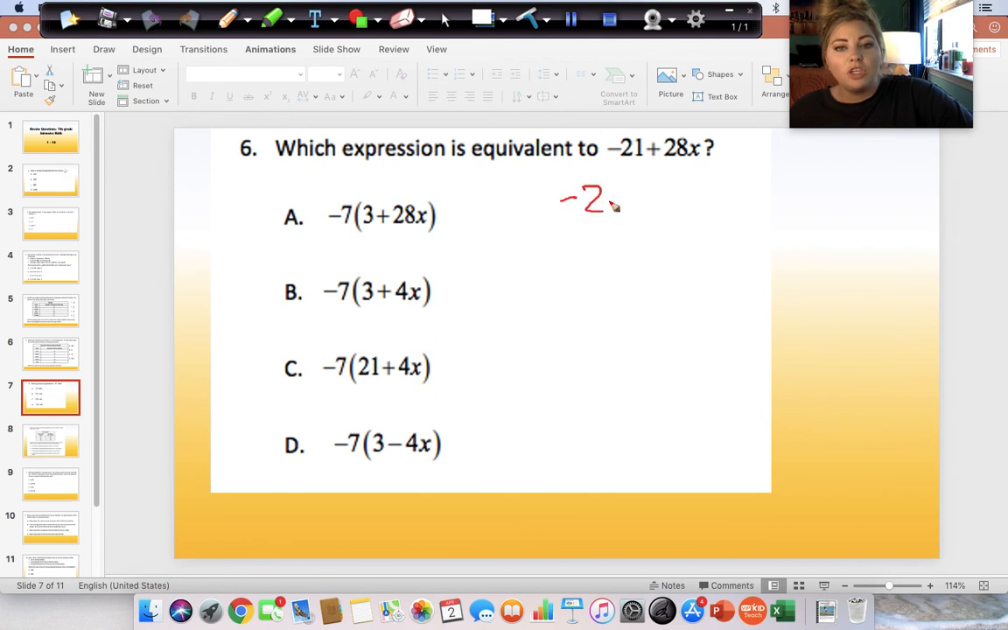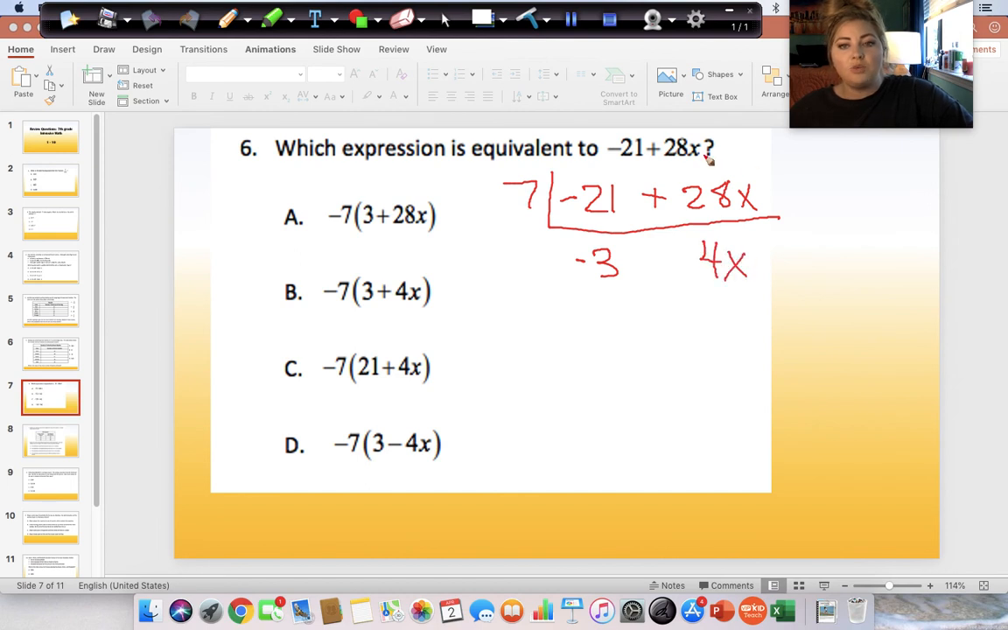So what I would do is the birthday cake method here. That helps us find our greatest common factor. What 21 and 28 obviously have in common is 7. So I'm going to start by taking 7 out. 7 times negative 3 gives me negative 21, and 7 times 4x gives me 28x. And I'm going to go ahead and bring down my plus sign.